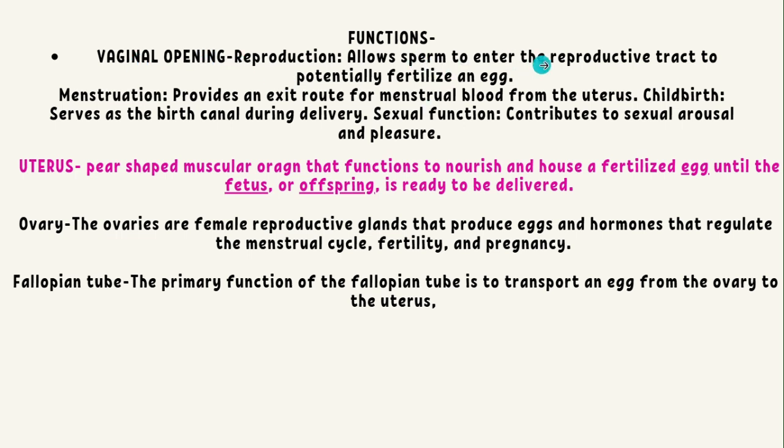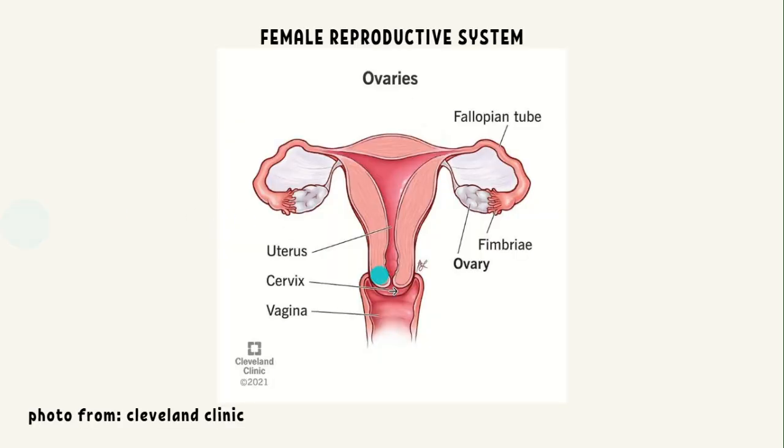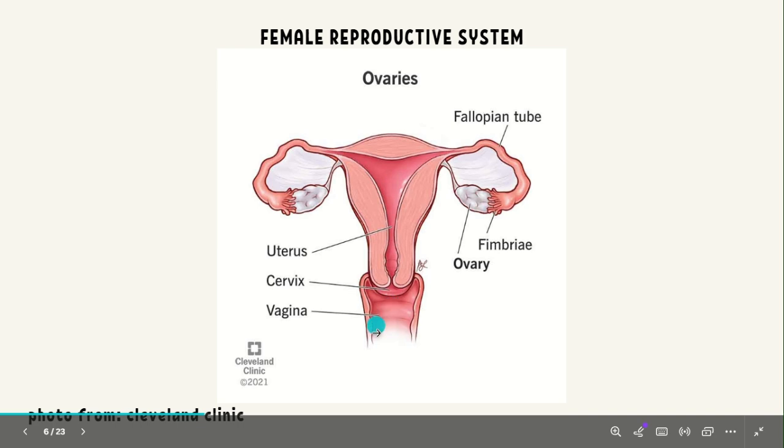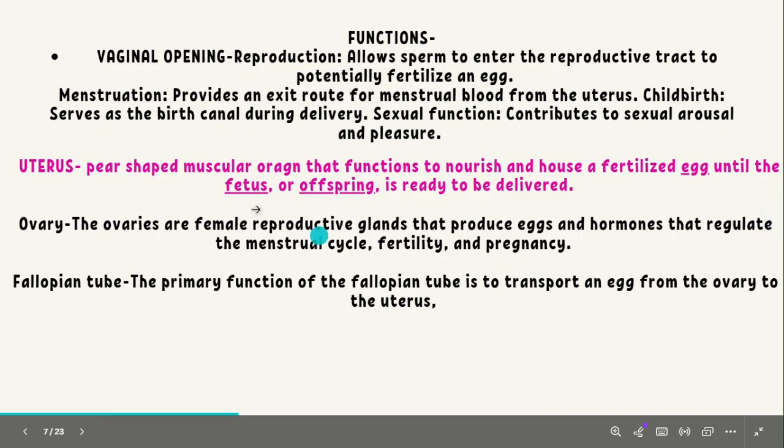So basically it allows sperm to enter the reproductive tract to potentially fertilize an egg for reproduction. Also menstruation, so it provides an exit route for the menstrual blood from the uterus. It also functions in childbirth, serves as a birth canal during delivery, and also for sexual function. But basically, everything goes on with the opening, like everything has to pass the opening right there.